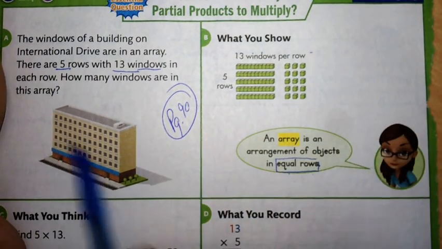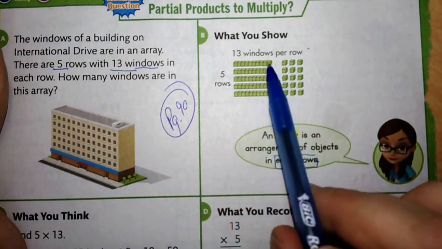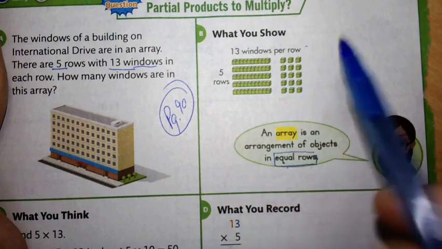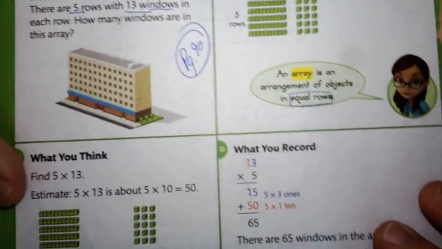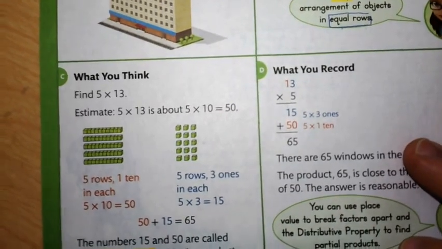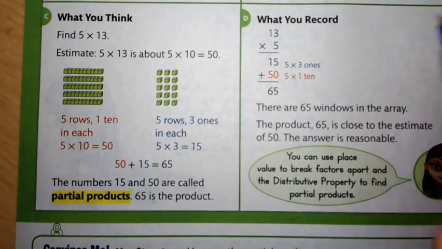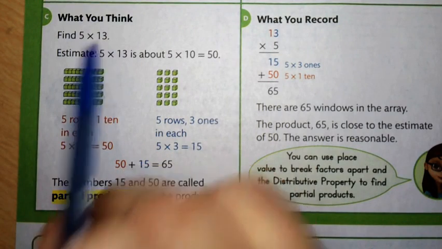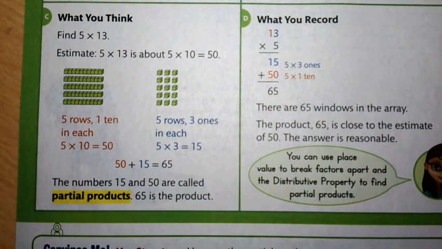So instead of them just being in this big group here, we broke it into 10s and then our leftover 1s. Well, let's go ahead and check out box C. It says what you think, right? So for box C, it says find 5 times 13. Well, that's a little bit tricky. It's a 2-digit number that I'm multiplying. So what if I made it into something a little easier?